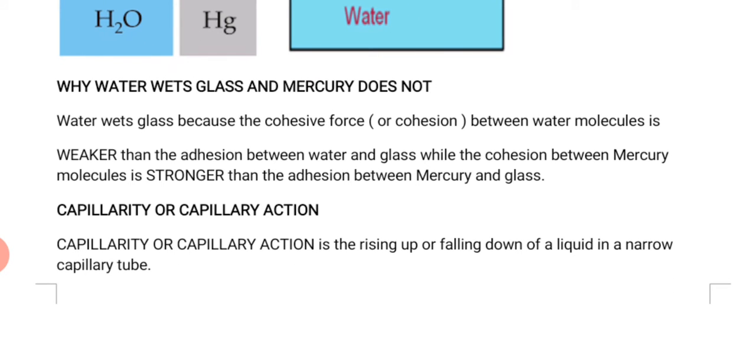Now, why does water wet glass and mercury does not? Water wets glass because its cohesive force, or cohesion between water molecules, is weaker than the adhesion between water and glass, while the cohesion between mercury molecules is stronger than the adhesion between mercury and glass.